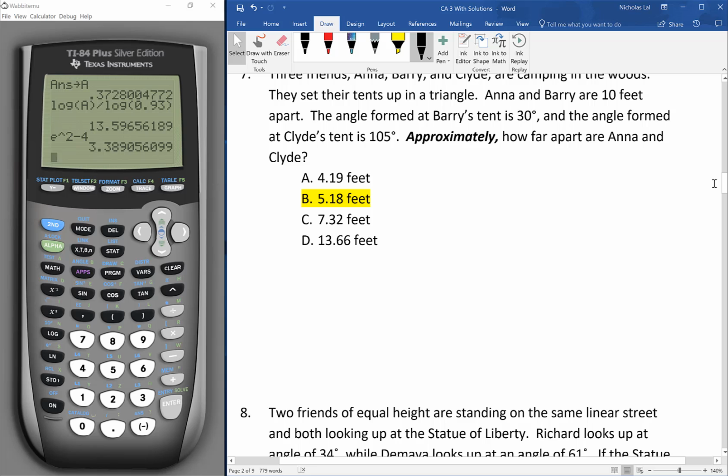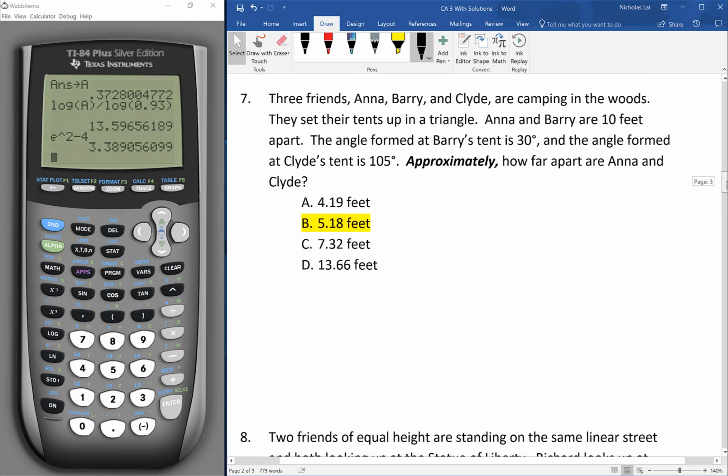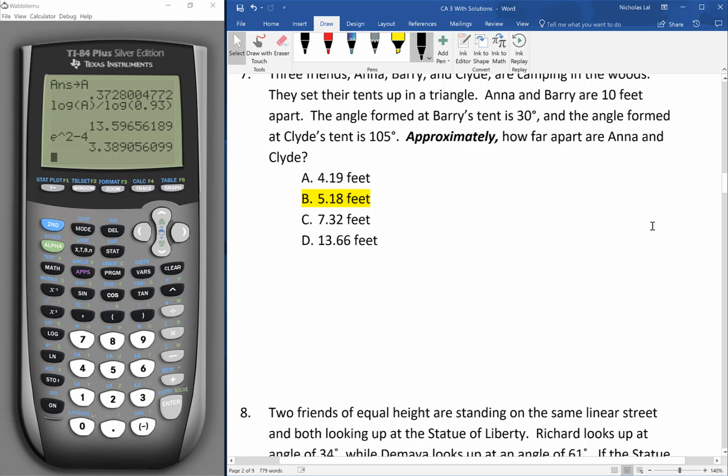Three friends, Anna, Barry, and Clyde, are camping in the woods. They set their tents up in a triangle. Anna and Barry are 10 feet apart. The angle formed at Barry's tent is 30 degrees, and the angle formed at Clyde's tent is 105 degrees. Approximately, how far apart are Anna and Clyde?